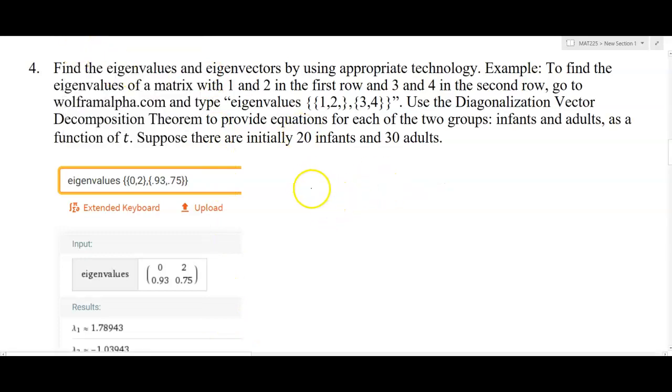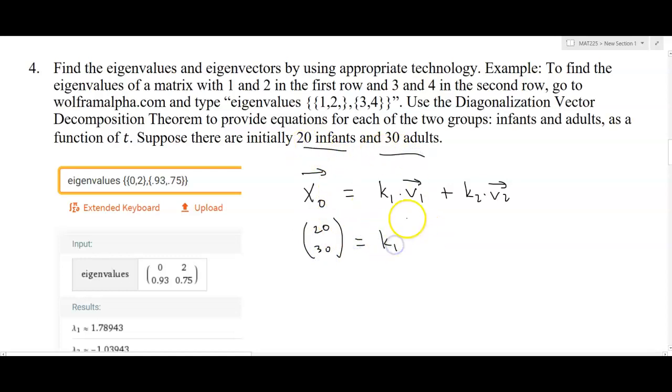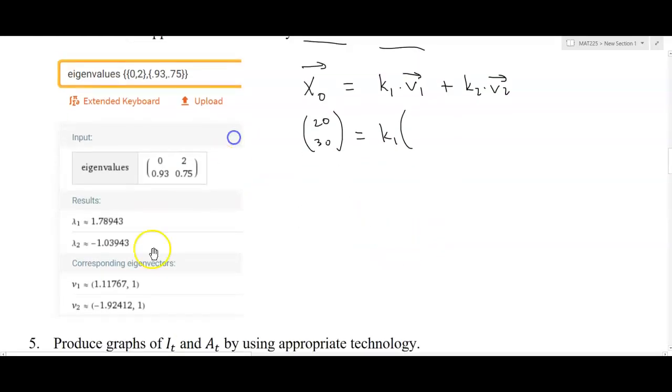So the first thing we need to do with this decomposition theorem is we've said that as long as we get linearly independent eigenvectors, and this is a 2x2 system, we could write this as k1, some scalar multiple of v1, added tip to tail to some scalar multiple of v2. Now x naught is our infant adult vector at time 0, which is 20 and 30, given to us here and here. And that's going to equal some multiple of v1. I've already computed the eigenvectors here using Wolfram Alpha, and we're just going to round these to 2 decimal places. That's sufficient. So we see v1 is 1.12 and 1, plus k2 times v2, and v2 is negative 1.92 and 1.